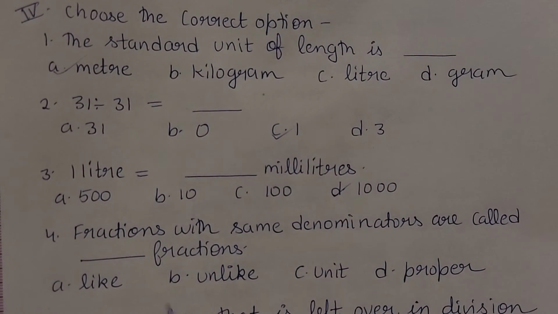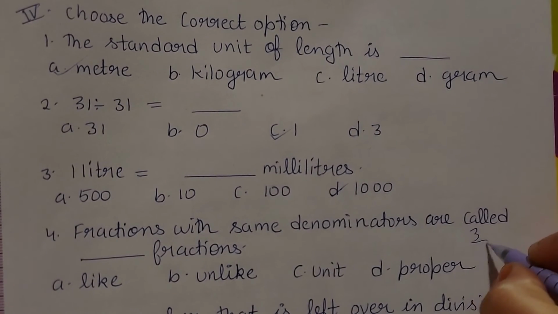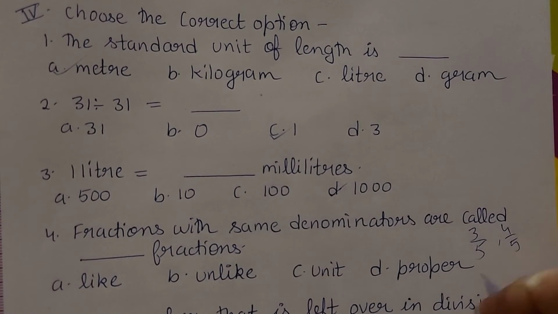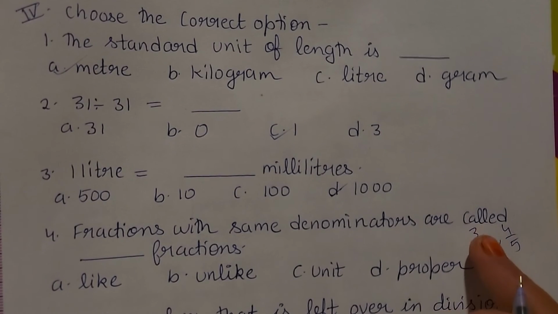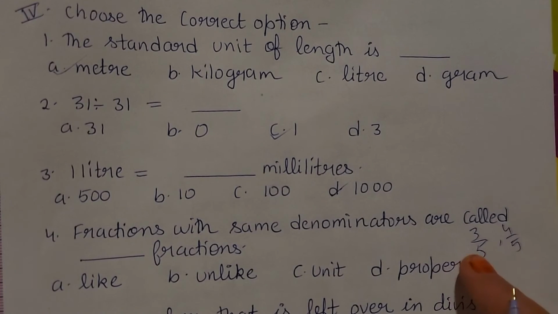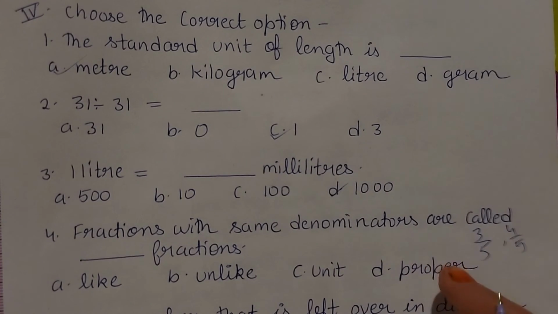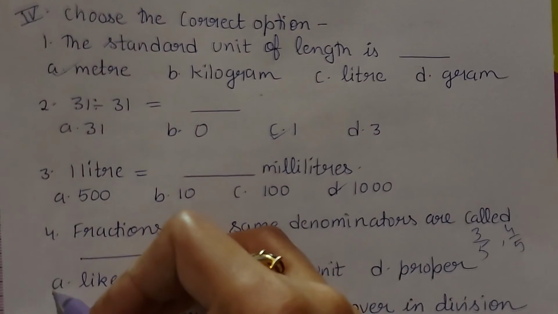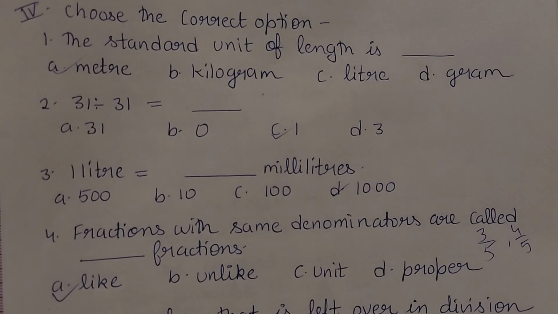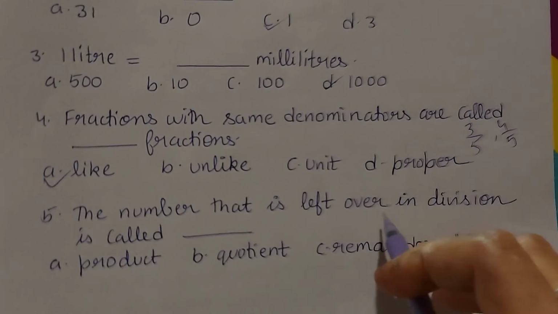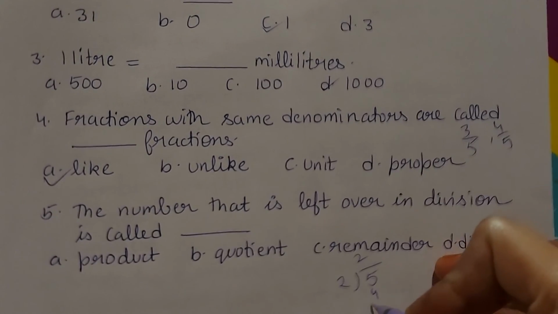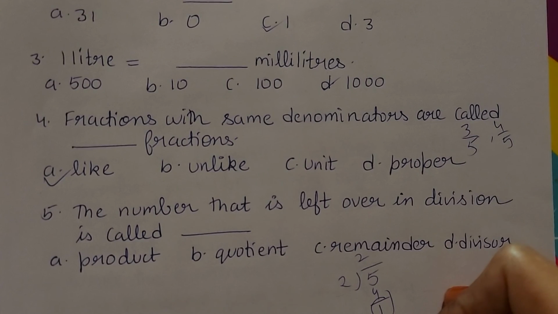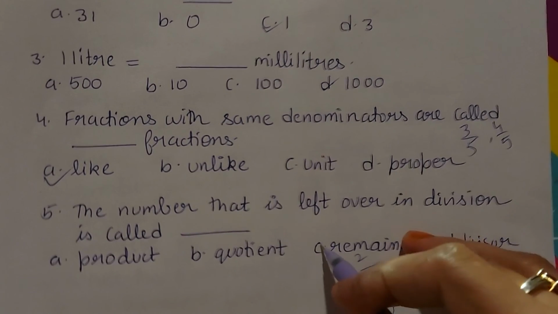Okay, the next is, fractions with same denominators are called dash fractions. For example, 3 upon 5 and 4 upon 5. So it means this is a fraction because it has a numerator as well as a denominator, and its denominator is same. So fractions with same denominators are called like fractions. Clear? Then after that, next is, the number that is left over in division is called. So for example, when we divide 5 by 2, 2 2s are 4, and what is remaining here? 1 is remaining here. So this is called left over, and left over means remainder.